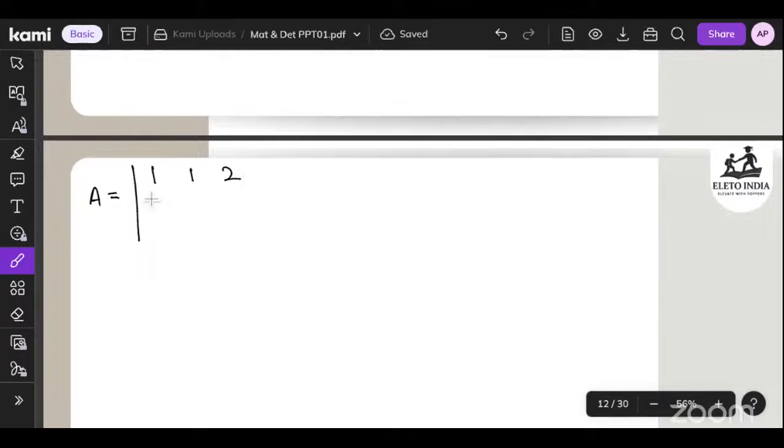Let us take 1 2 1, 1 2, and then 3 1 1, and here 4 1 1. If you take the determinant for this, the determinant of A will be 18. If you solve this, you will get 18 for this determinant value.